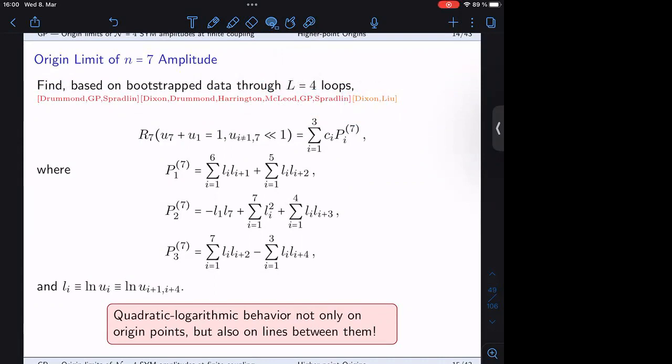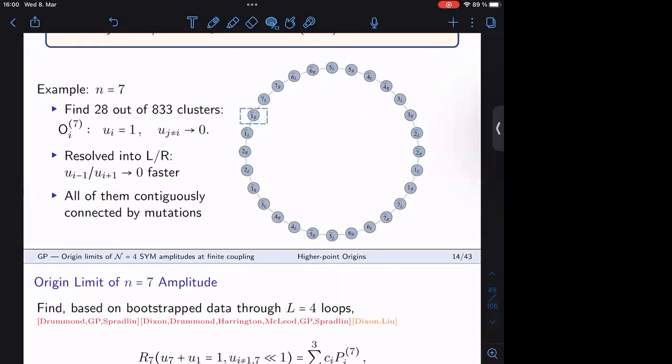And in fact, you see that the amplitude has indeed this quadratic logarithmic behavior. There are now different polynomials, quadratic polynomials in the cross ratios. But this behavior persists not only on these points, but also on the lines connecting them. So a new feature that starts appearing at 7 points is that origin limits do not just correspond to points in the space of kinematics. They correspond to higher dimensional spaces, in this case, one-dimensional spaces.